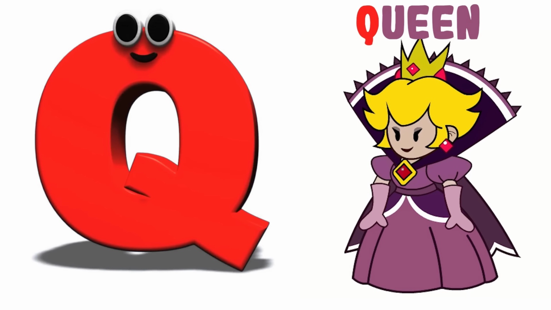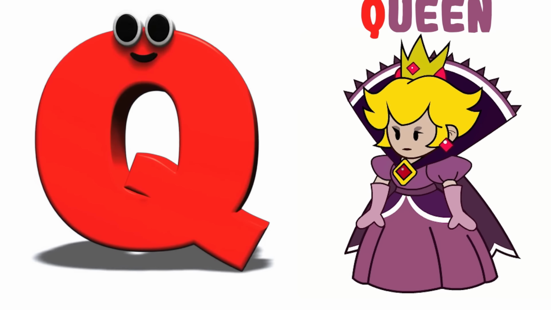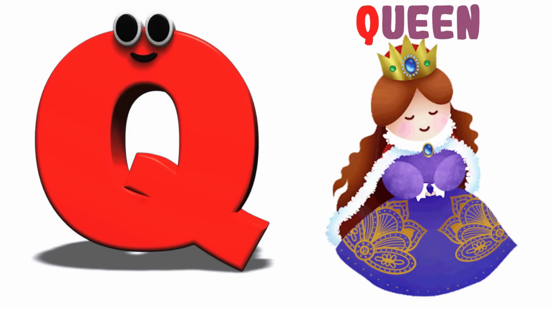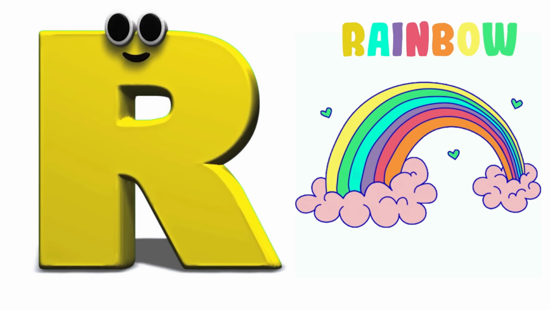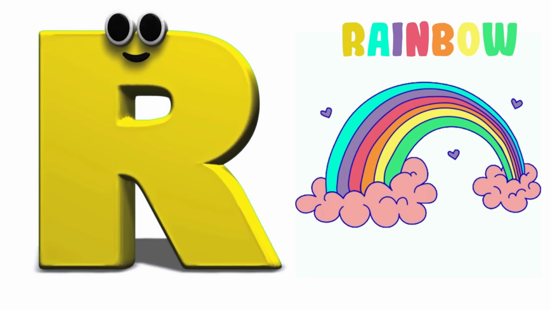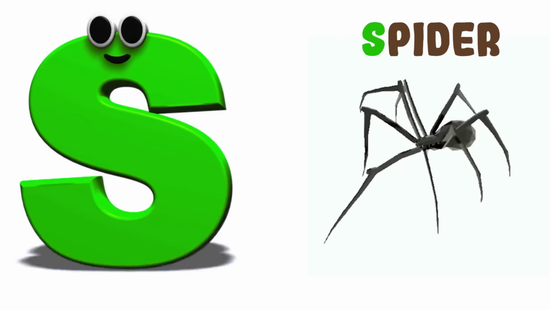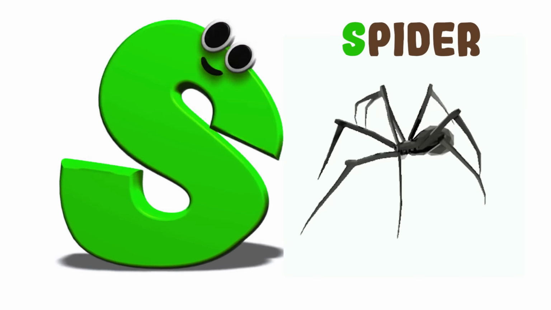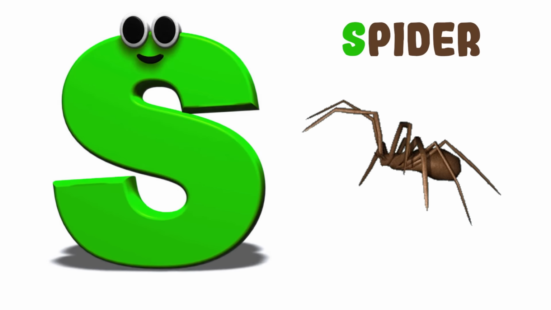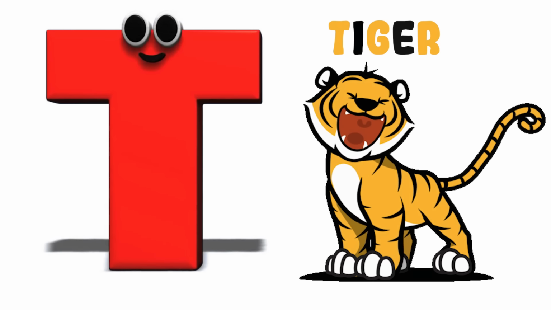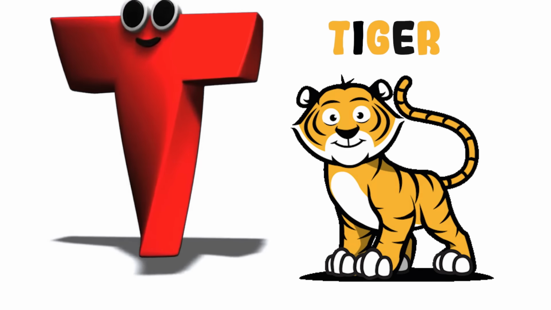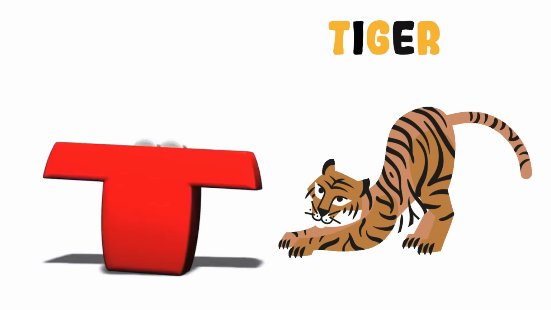Q is for queen, k, k, queen. R is for rainbow, r, r, rainbow. S is for spider, s, spider. T is for tiger, t, tiger.